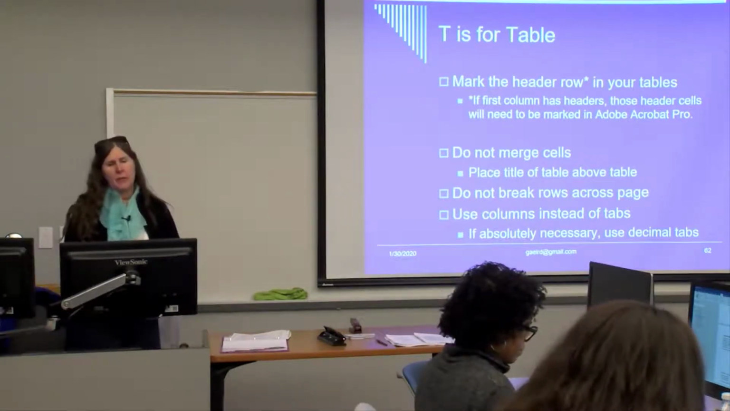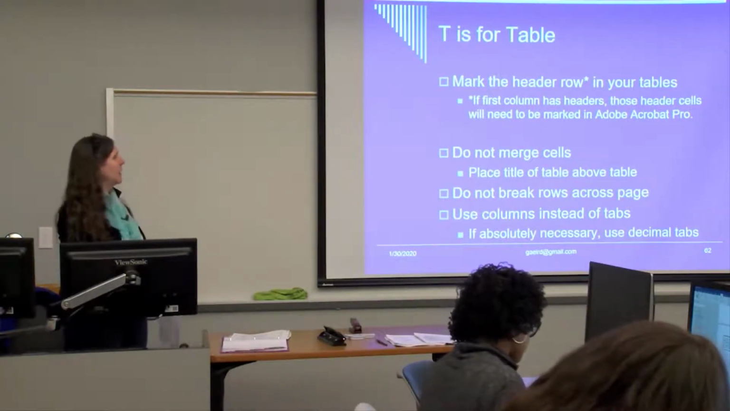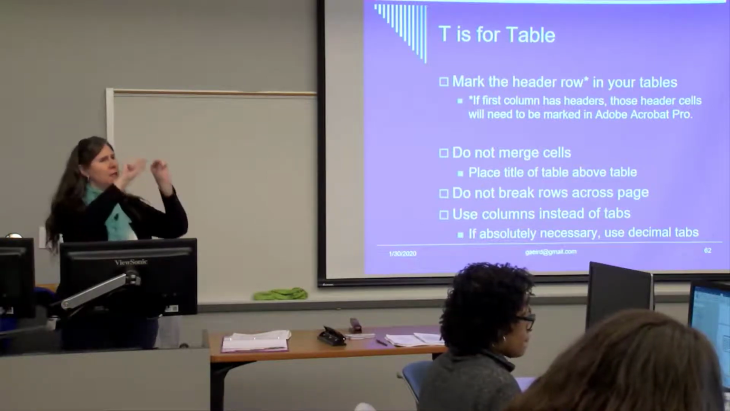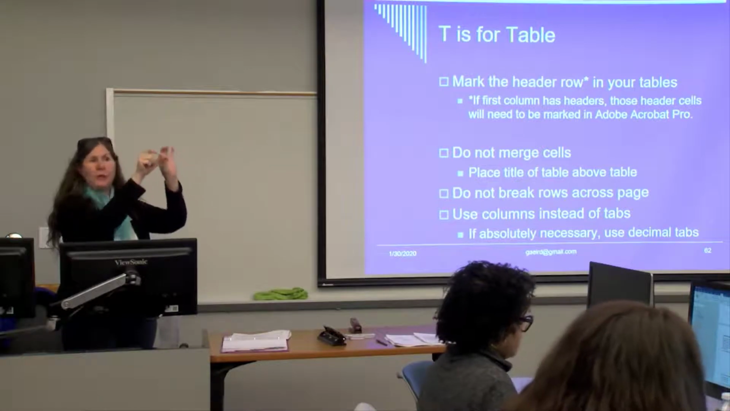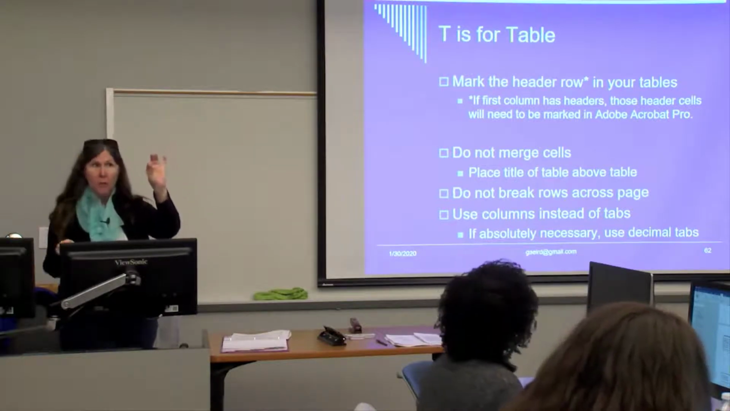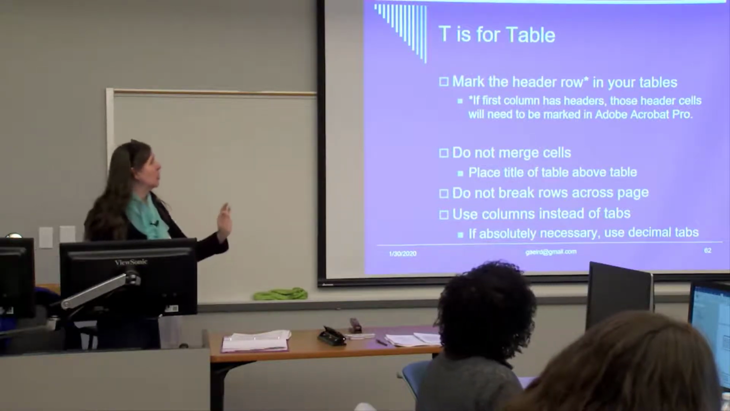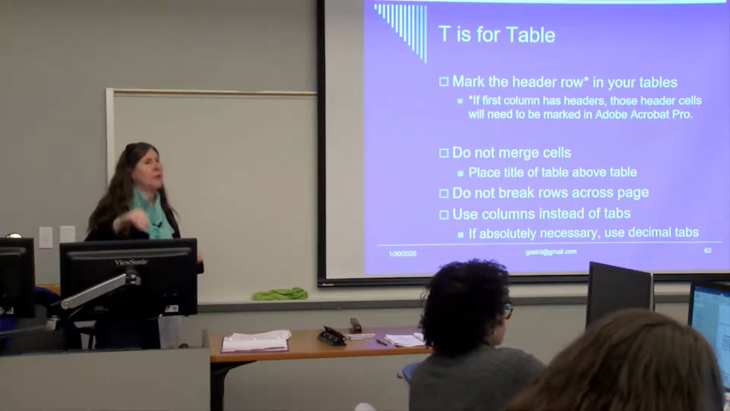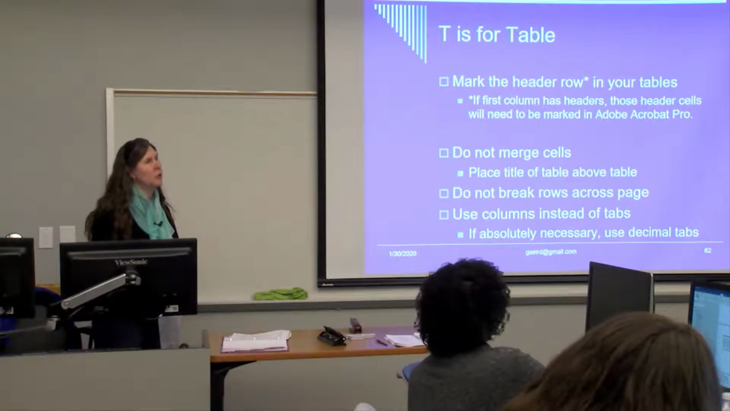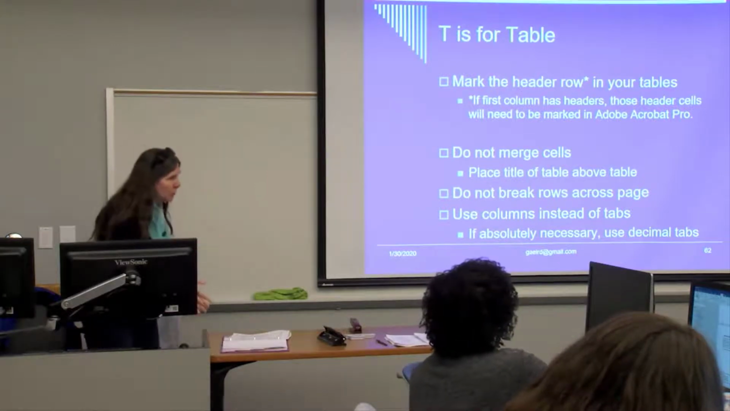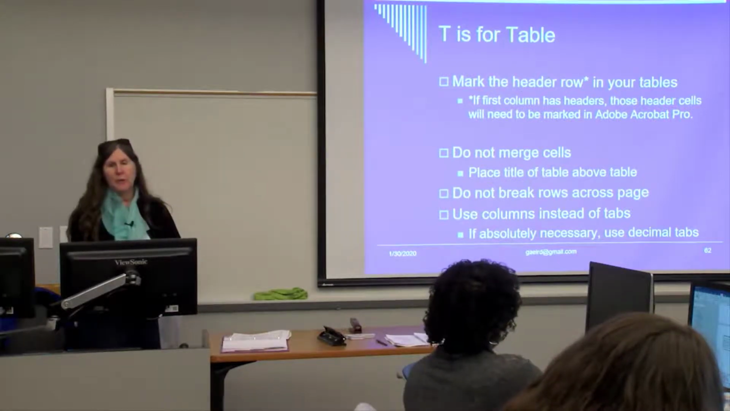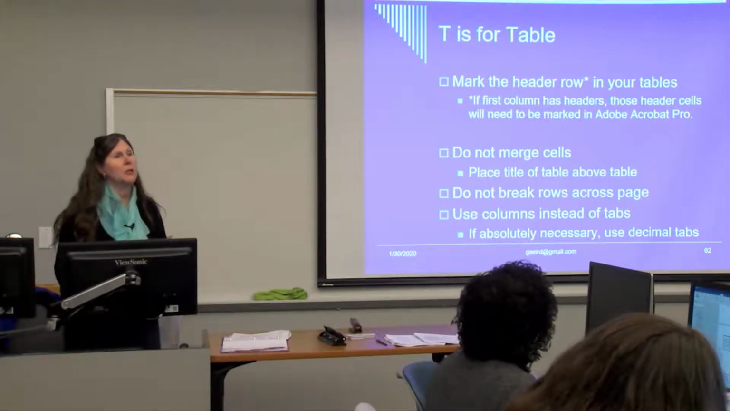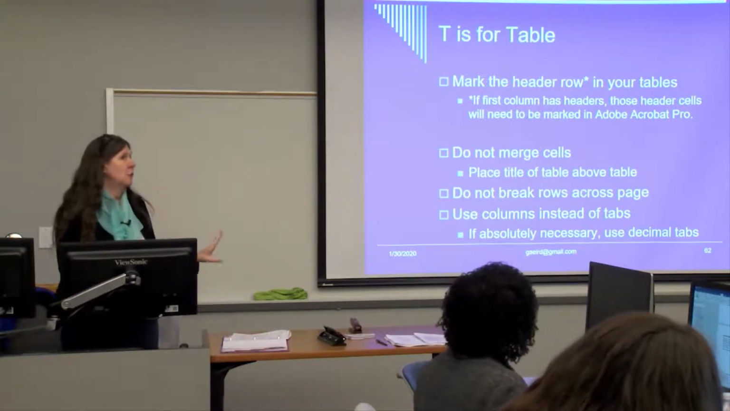So the big thing with tables, the really biggest thing with tables, is marking the header row. And by the header row, I mean that top row that tells you what the heading is for each column. That is called your header row. Now, currently, in the version of Microsoft Word that you have here on campus, there is no way to mark the first column as a header. You can do it in Adobe Acrobat Pro. You can do it in Canvas. Literally, you run your accessibility, and tables are great in Canvas.